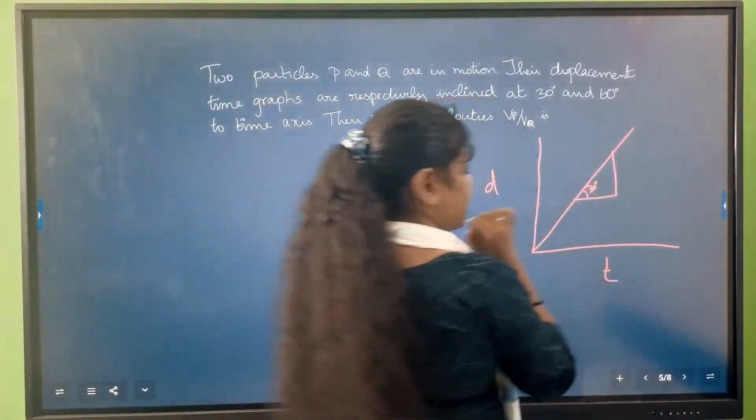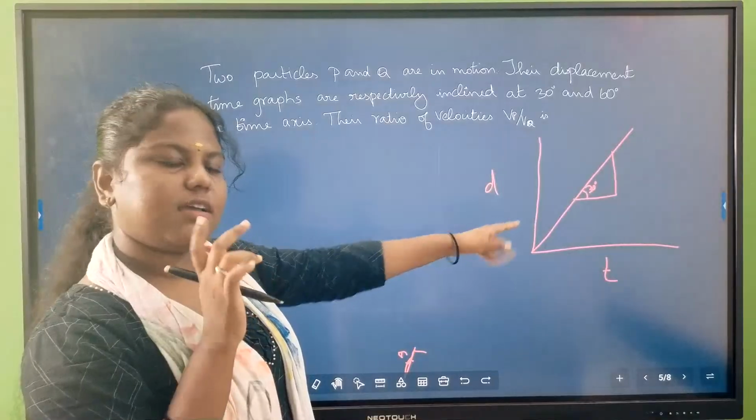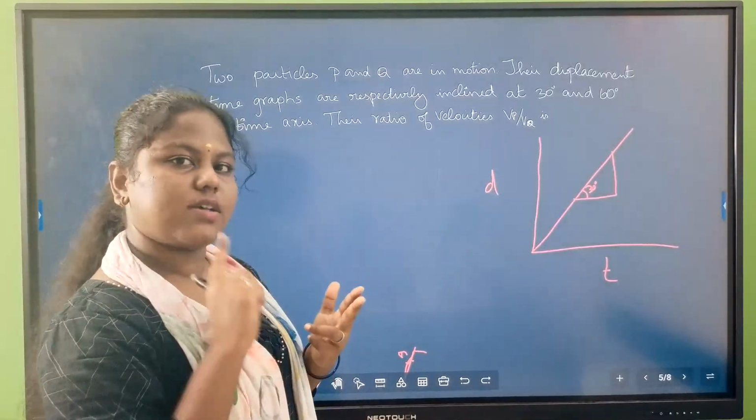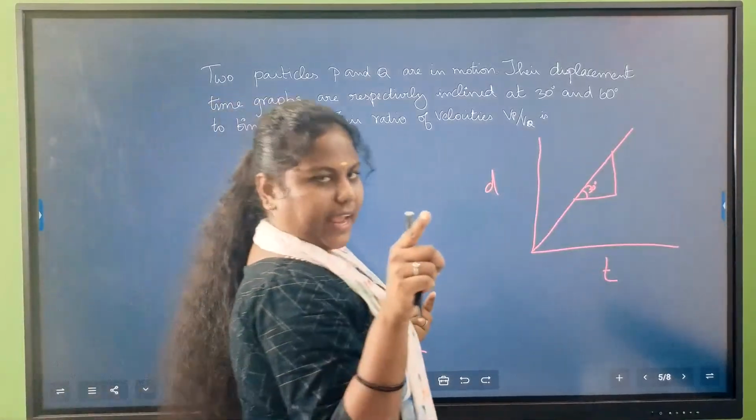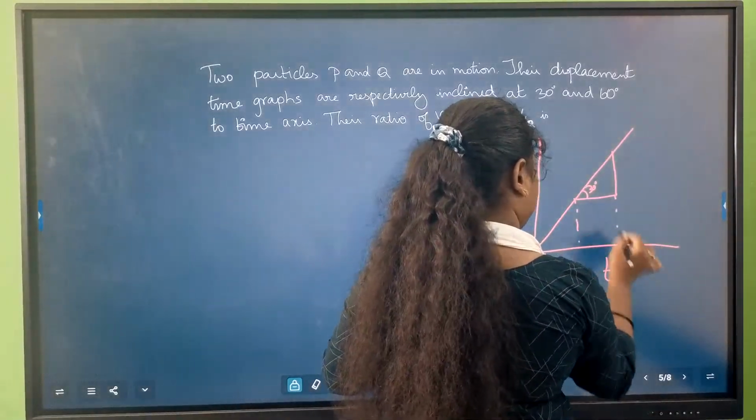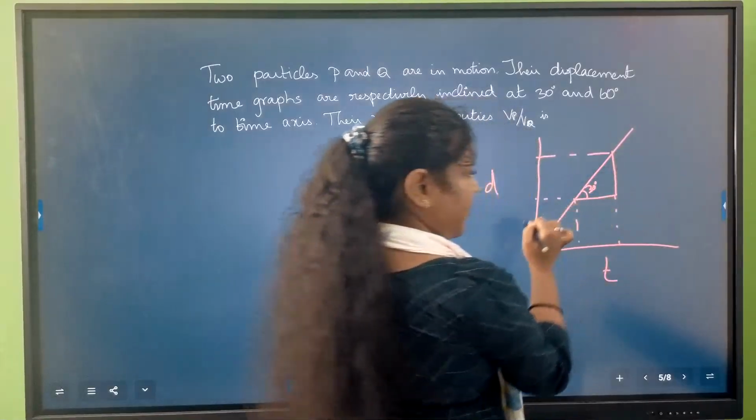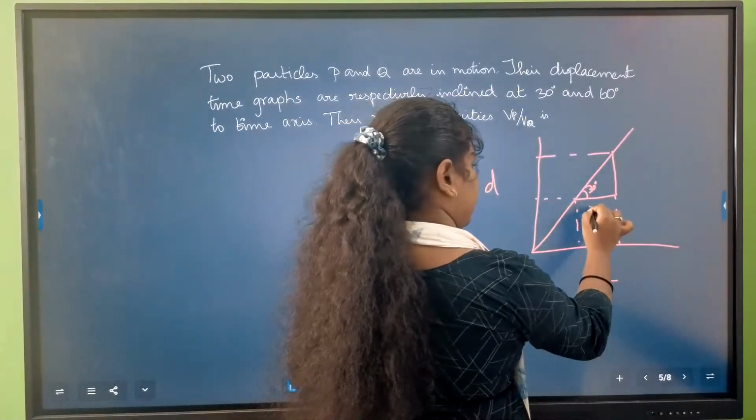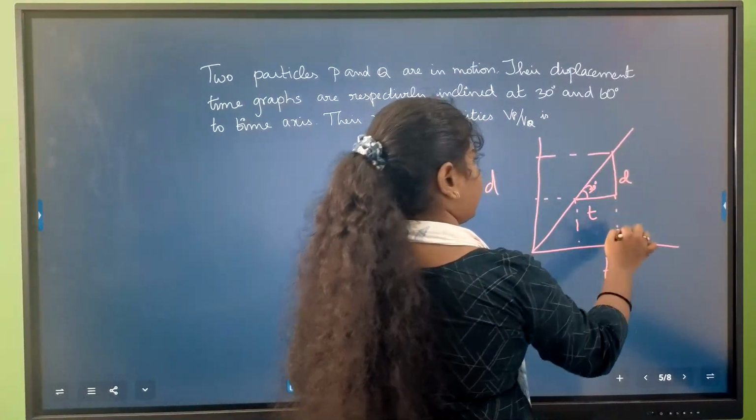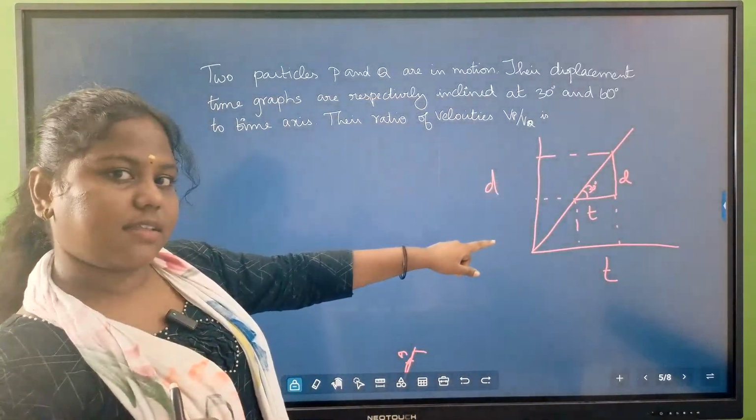30 டிகிரி நீங்க கண்டுபிடிக்கணும்னா எந்த தீட்டா யூஸ் பண்ணுவீங்க? சைனா, காஸா, டானா? கண்டிப்பா tan. ஏன் அப்படின்னா see you have only the information of this t and this d, இந்த t பார்ட்டுக்கும் இந்த d பார்ட்டுக்கும் தான் இன்ஃபர்மேஷன் இருக்கும், which is opposite by adjacent. opposite by adjacent என்னது? tan theta.